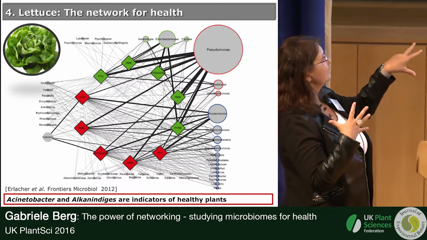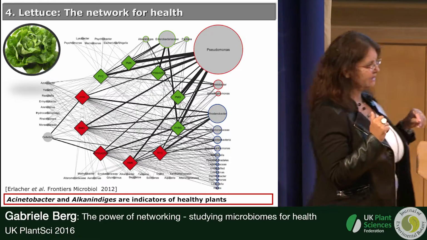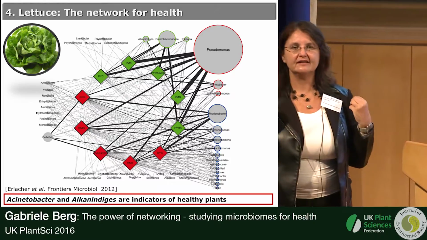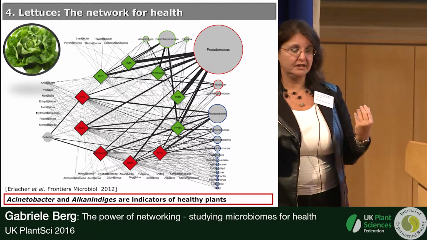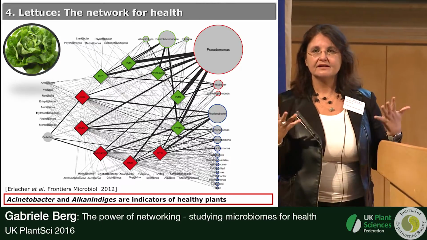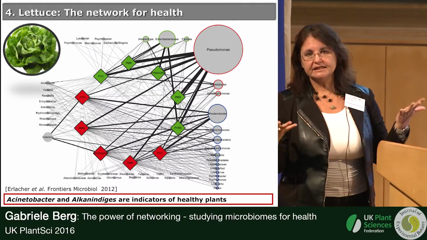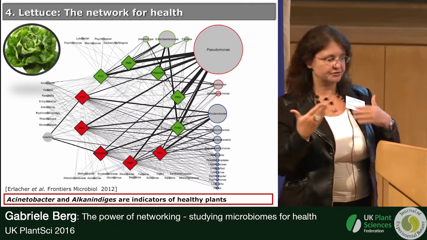And here, studying these networks in more detail, which is not possible to explain here, we found that there are several species which are only abundant in healthy lettuce plants. And maybe this is also an interesting idea to go in this direction to identify new biocontrol agents.